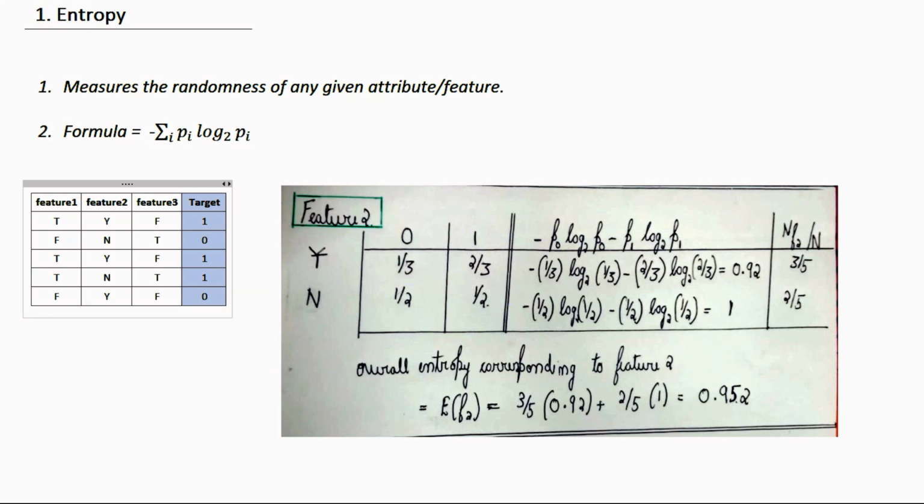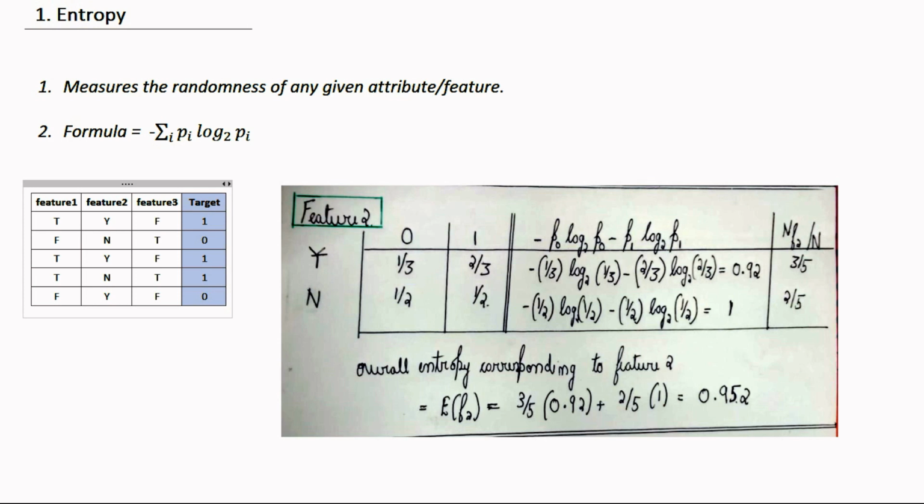We use the formula for entropy and calculate the entropy corresponding to this instance where feature 2 is corresponding to yes. So you see the probability 0 being calculated over here. So this is probability 0 and this is the probability 1 which is calculated. We find out the entropy corresponding to feature 2 being equivalent to y as 0.92, while the entropy corresponding to feature 2 equivalent to n is 1.